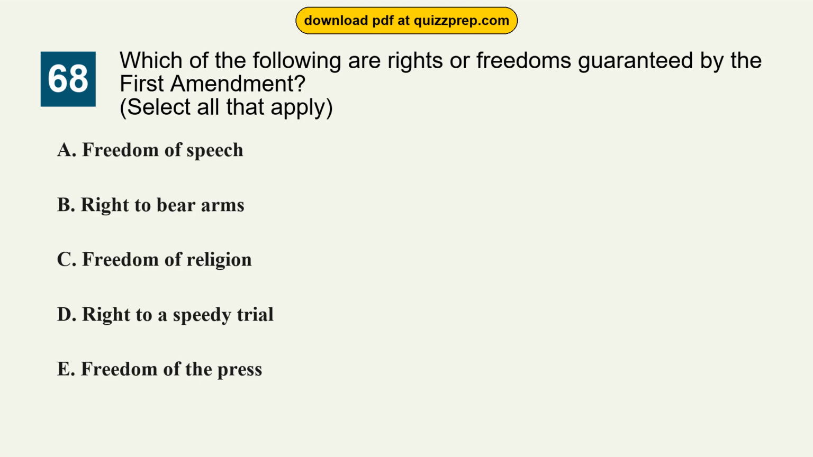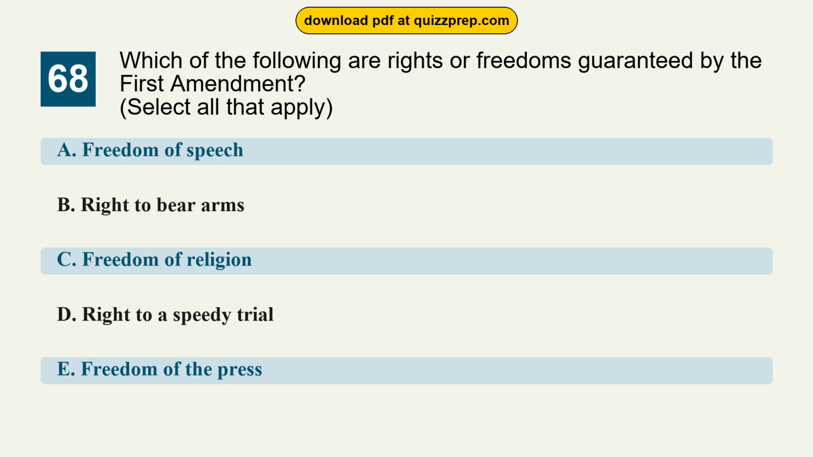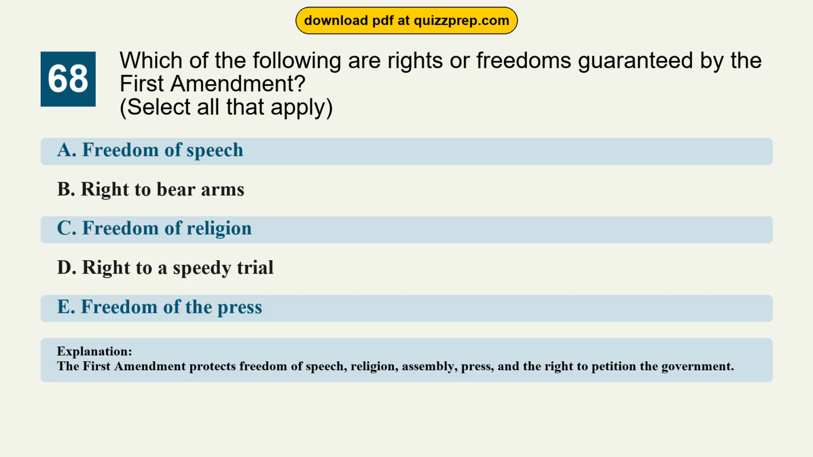Question 68. Which of the following are rights or freedoms guaranteed by the First Amendment? Option A, freedom of speech. Option B, right to bear arms. Option C, freedom of religion. Option D, right to a speedy trial. Option E, freedom of the press. The correct answers are options A, C, and E. Freedom of speech, freedom of religion, freedom of the press. The First Amendment protects freedom of speech, religion, assembly, press, and the right to petition the government.